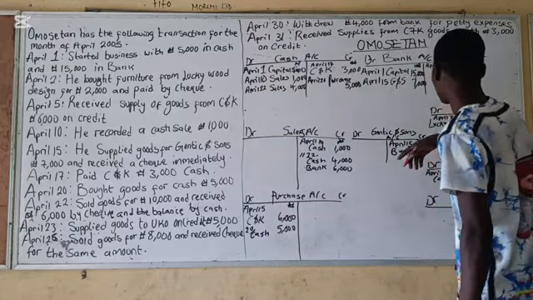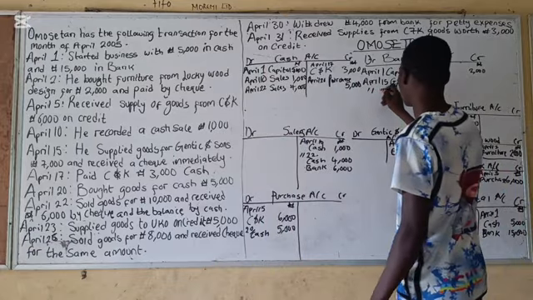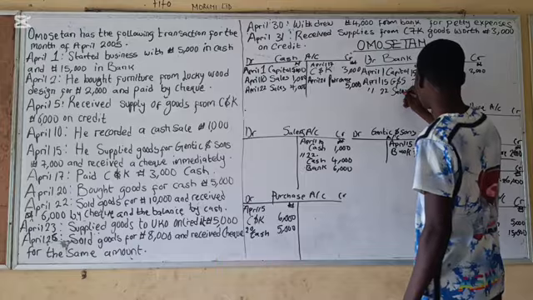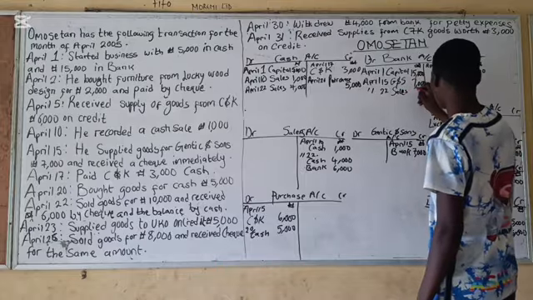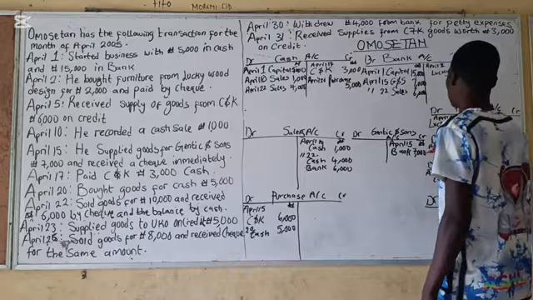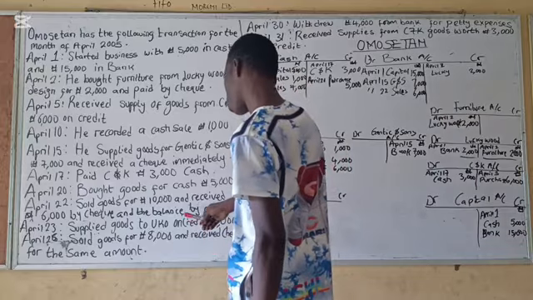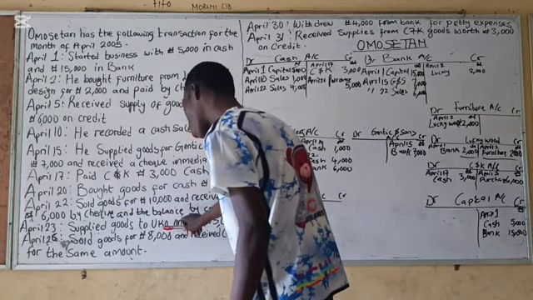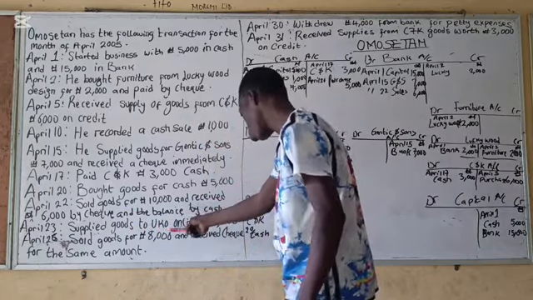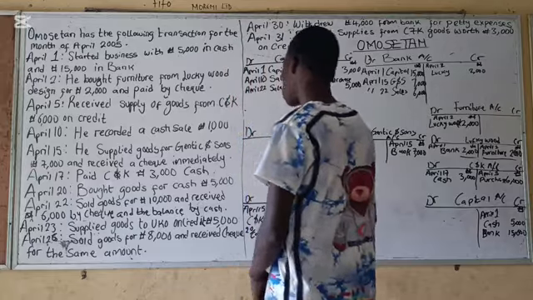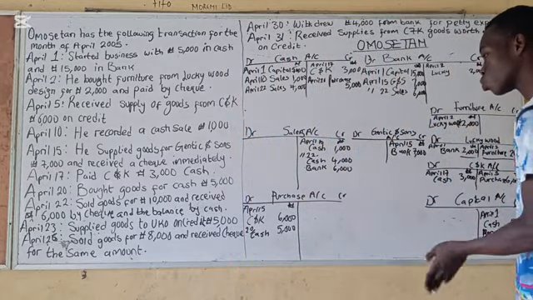Now we move to our bank also. We debit it April 22, which is sales of how much? 6,000 naira. Now let's move to the next one. The next one says: supplied goods to UCO on credit, 5,000 naira. So you supply goods on credit to UCO.